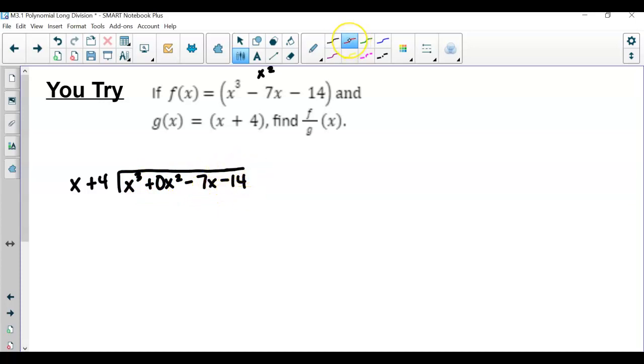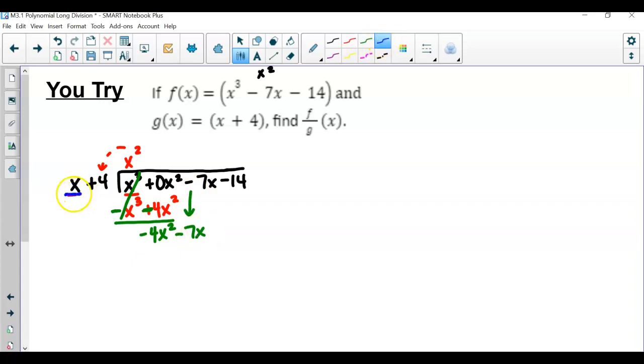Then divide first term into first term. Well, that's just x going into x cubed. I just need 2 more x's. So now I've got x cubed, but don't forget to multiply to the positive 4, giving you 4x squared. Now change the sign. So here, that gives you 0, but 0 minus 4, negative 4x squared. Then bring down negative 7x.